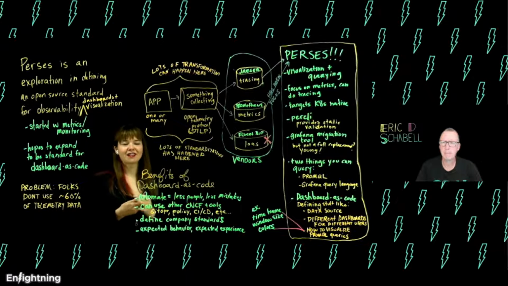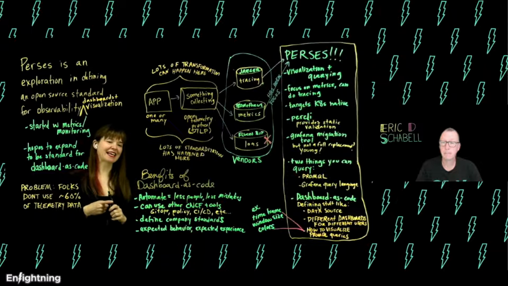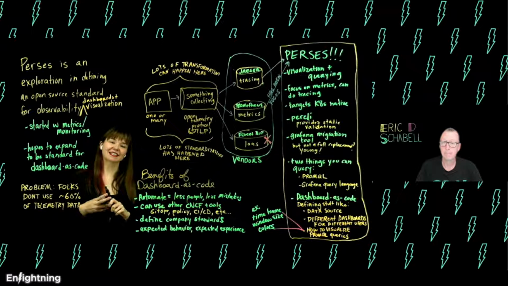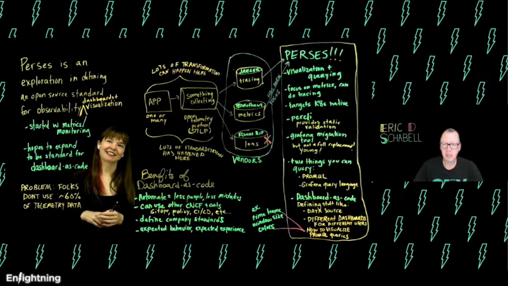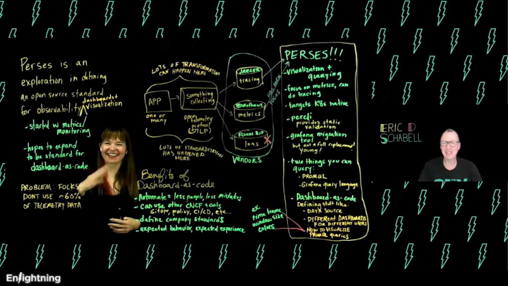So what I have is: automate, so we have less people, less mistakes. We can use it with other CNCF tools. We can define company standards declaratively, and expected behavior is expected experience. And the best part is I can still see you. I'm here. Yeah.